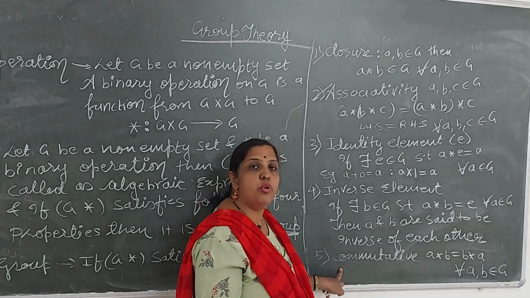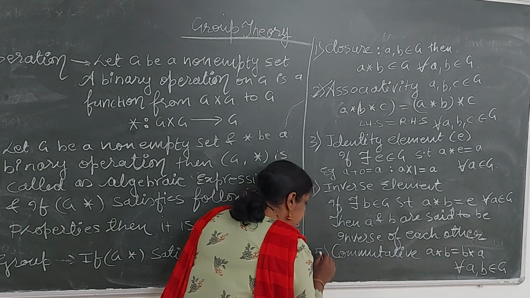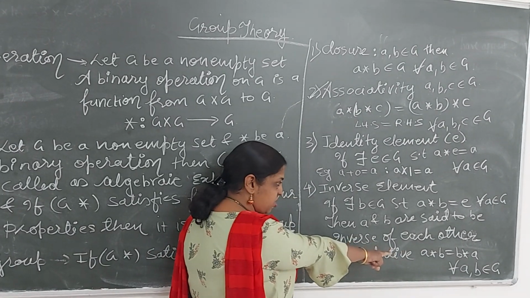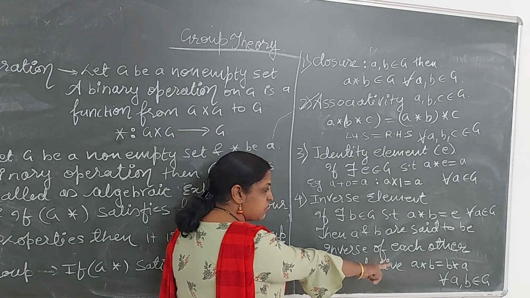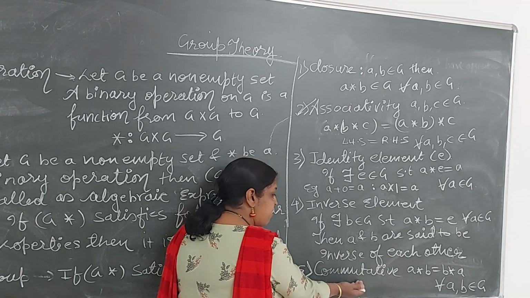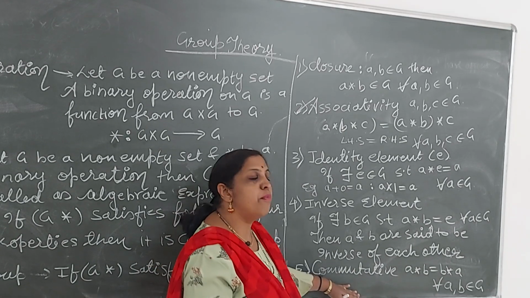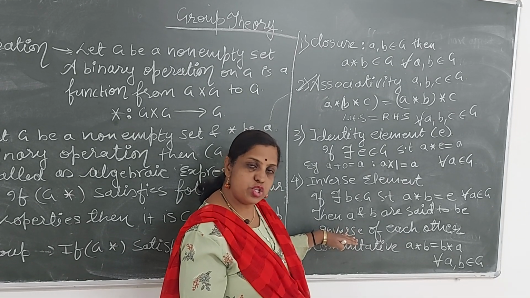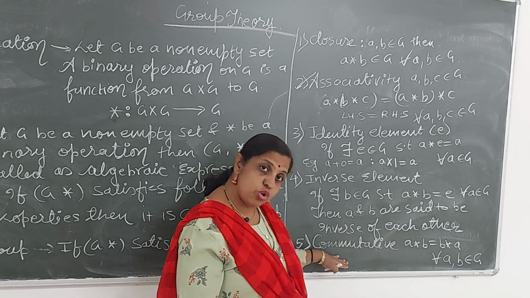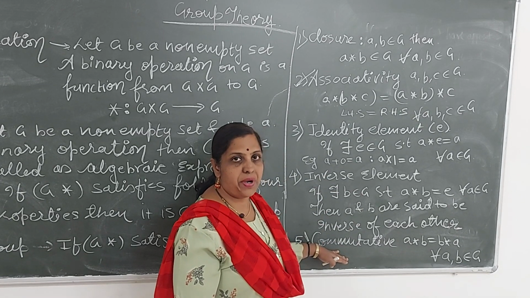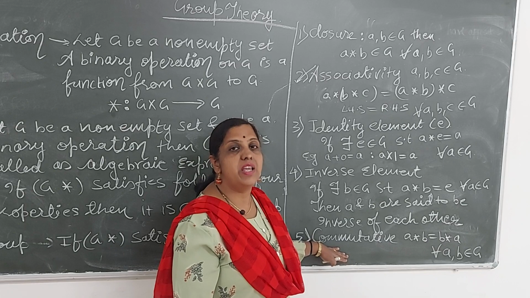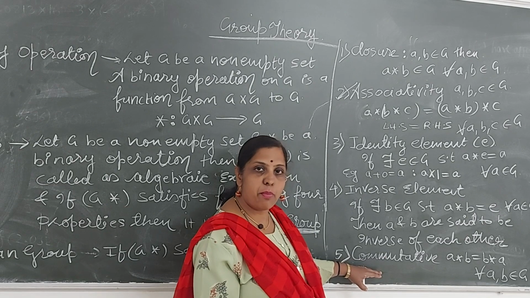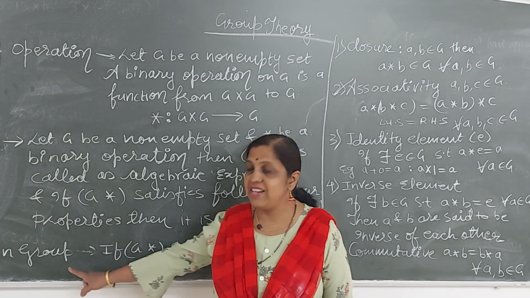Fifth property is the commutative property. That is, if A star B is equal to B star A for all members A, B belonging to G, then we say that the commutative property is satisfied. If four properties are satisfied, it is called a group. If the fifth property is also satisfied along with the four properties, then it is called an abelian group. As I already told you, if five properties are satisfied, it is called an abelian group.